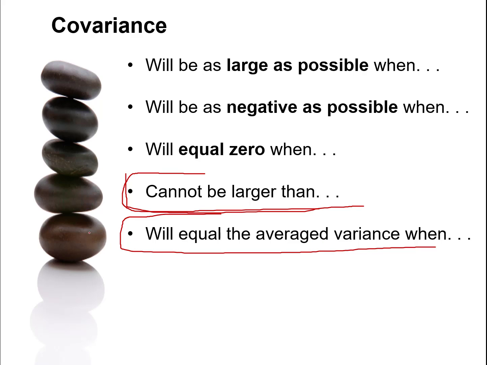So my covariance gets larger and larger as the strength of relationship between two variables gets larger, and the largest possible value it could be is equal to the average of my two variances. My covariance cannot be larger than my averaged variance, and that's the largest value it can be. When I have a perfect positive correlation, it will equal my averaged variance.